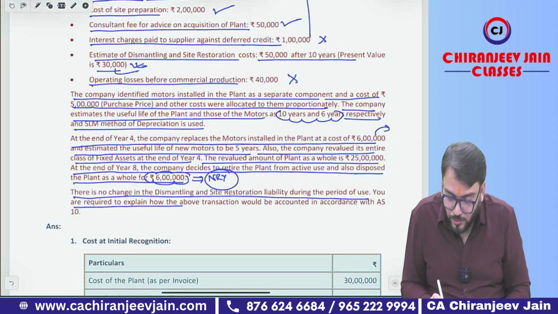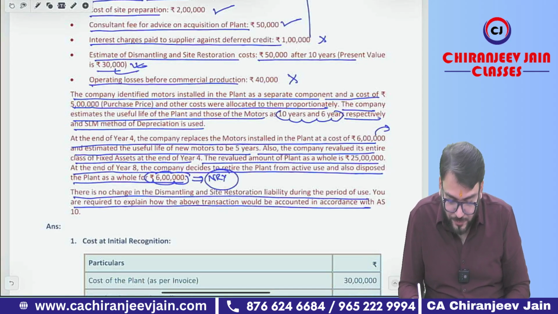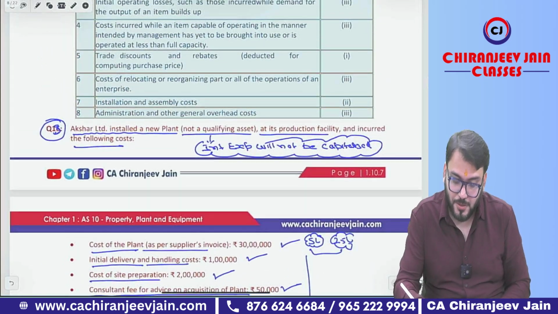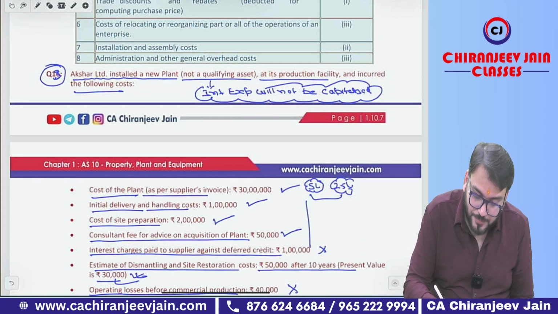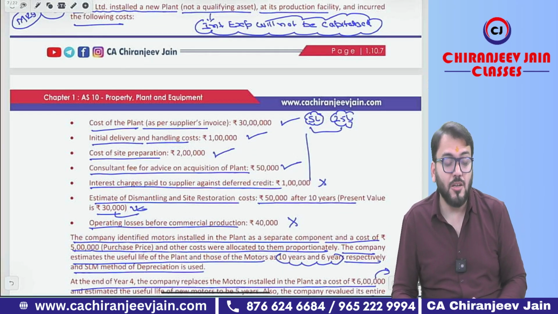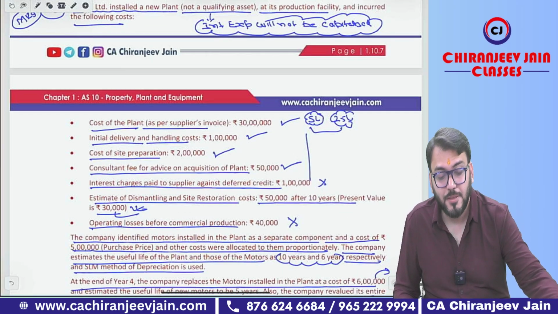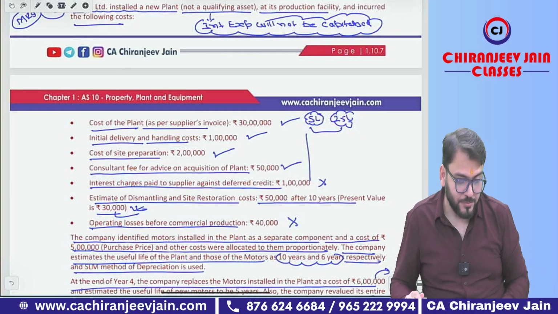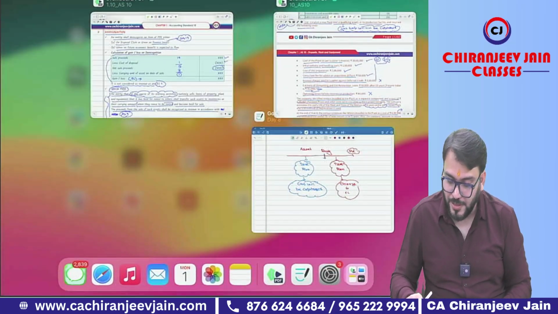You are required to explain how the above transactions will be accounted for in accordance with AS 10. Very good question. In this also doubt will come, and doubt on MRQ. Must revise this question before the exam. Till now this question has not been asked in the exam, but it is a very good question and can be asked. How to do it? We are doing question 13.